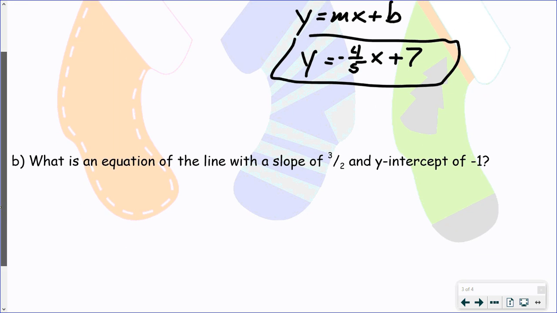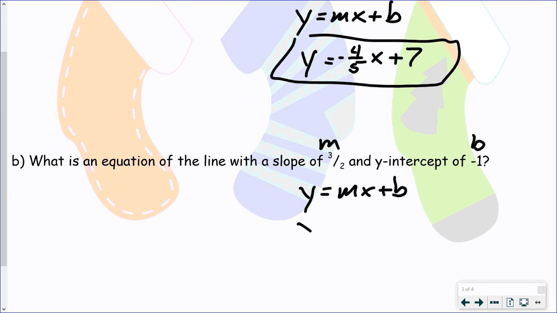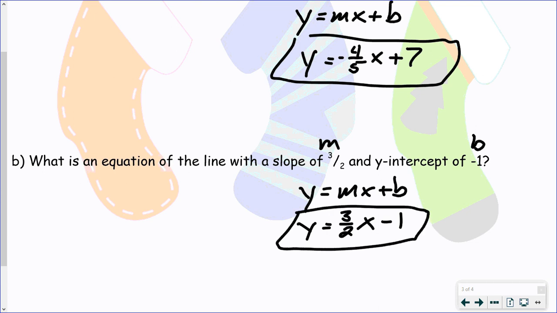All right, here's another one. They said the slope is 3/2 and the y-intercept is -1. So again, y equals mx plus b. Plug in 3/2 for m. And then b, since it's a negative, put -1. And that's all there is to it.